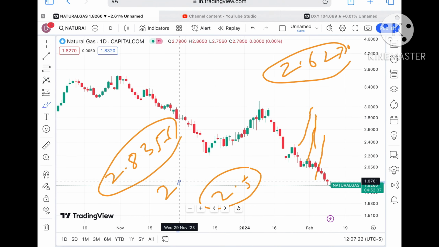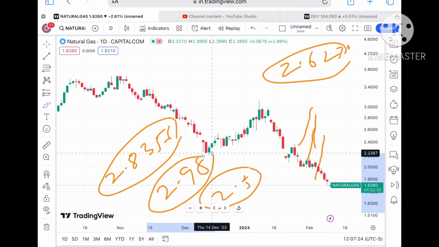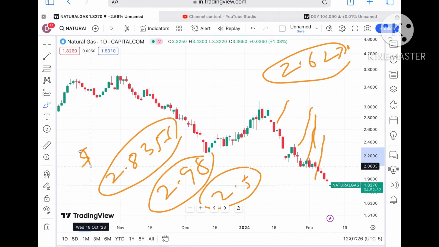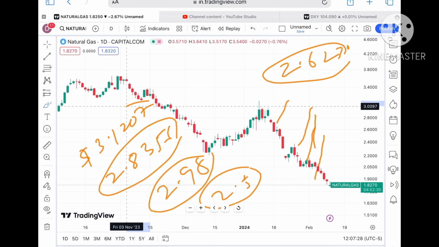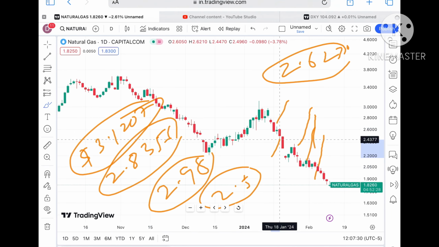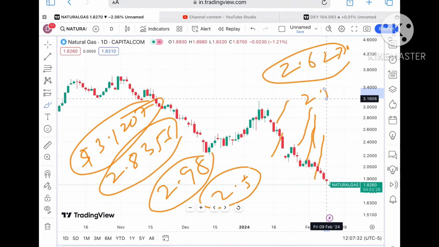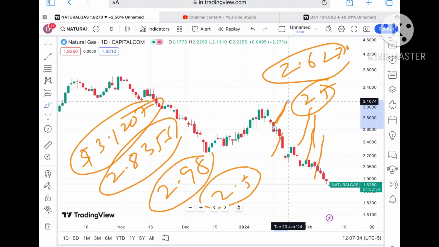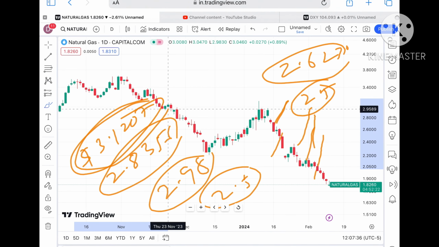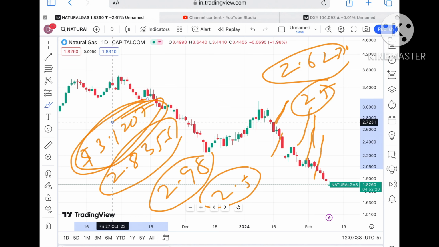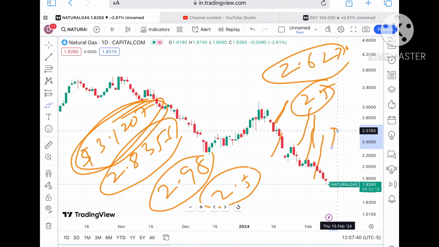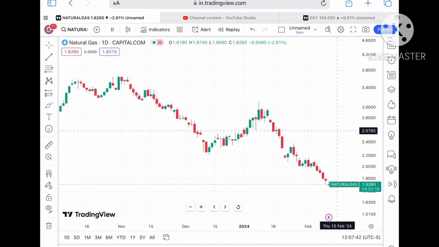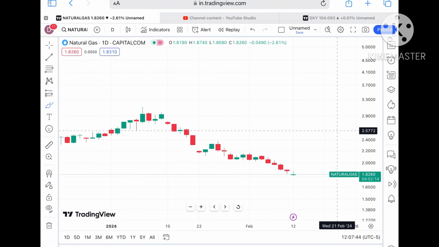$2.8356. Okay, and if the price keeps moving above that level, a further upside we can see towards $2.98, and from there it can cross a level of around $3.1207. There is a higher chance that as soon as it starts going above a level of $2.5, a further upside movement we can see, and from there is a chance that it can cross a level of $3.1207, and from there a further upside movement we can see.